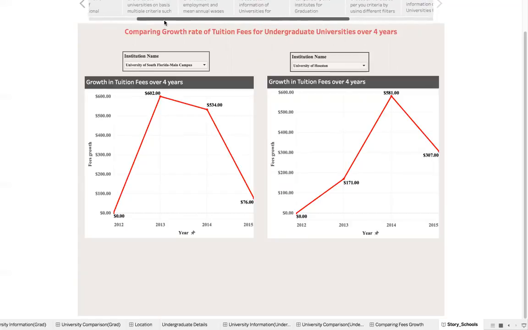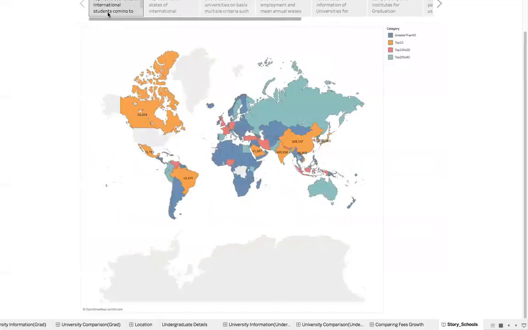So this is how our complete analysis will help international students choose universities for either an undergraduate or graduate engineering degree. It will help them compare the universities and look over the additional details of all the universities just in one go.